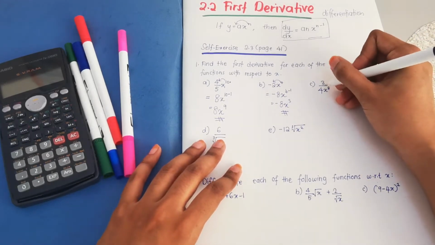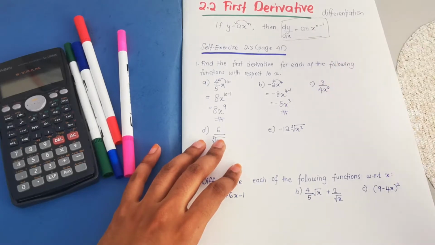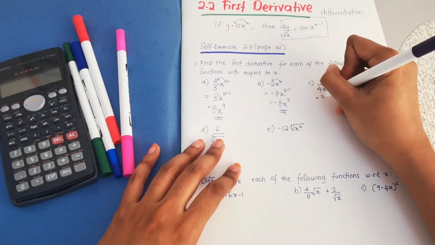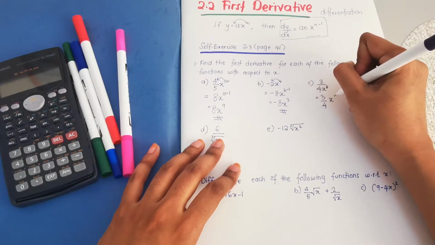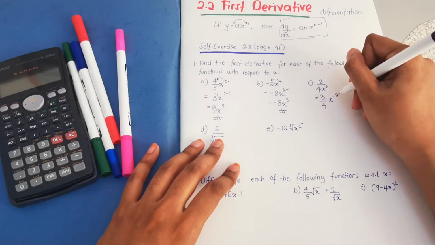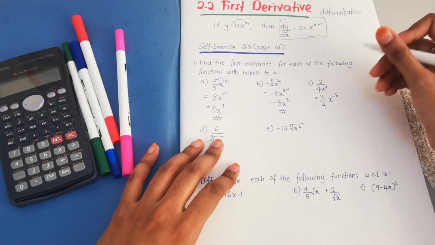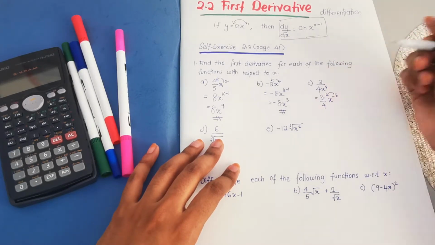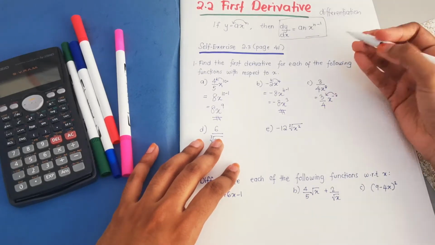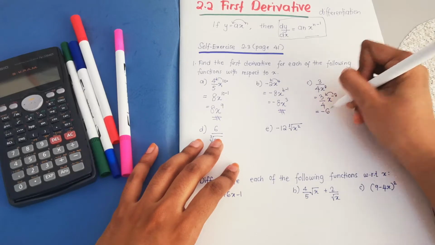Now you look here. The x is at the denominator. If it's at the denominator, then you must move it up to the numerator position. When it moves up, it becomes negative. Now the negative 8 times with 3 over 4, we get negative 6.